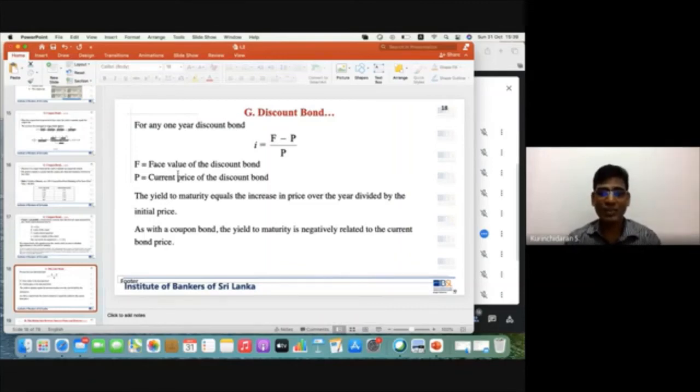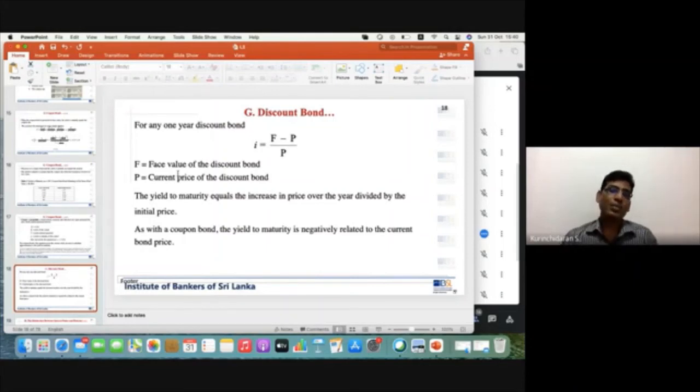It's more than 10%, because 10% of 90 is 9 rupees, and now you are earning 10 rupees, right? Maybe 11.11, something like that. So when you want to calculate interest on a discount bond, this is the way. This is the final type of financial instrument when you calculate interest.